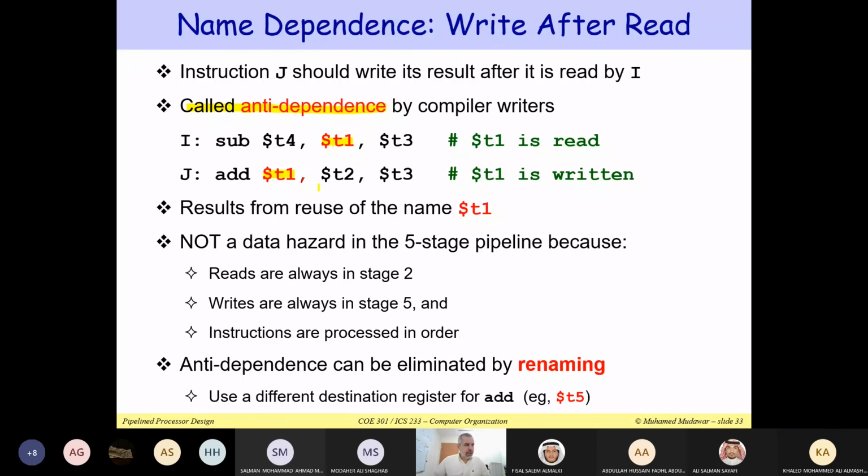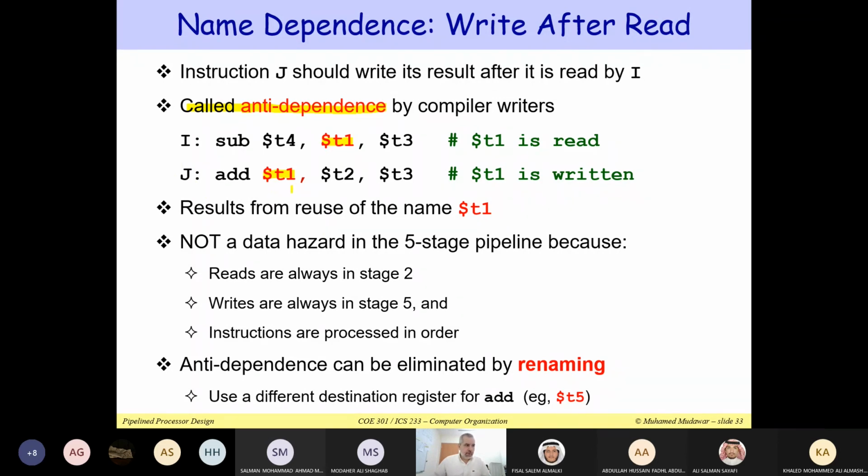So that's the opposite of data dependence. There is no data dependence here. It's called anti-dependence. Notice that we have here a write after the read. We don't really have a read after the write. It's the opposite: write after read. Instruction J is reusing T1.